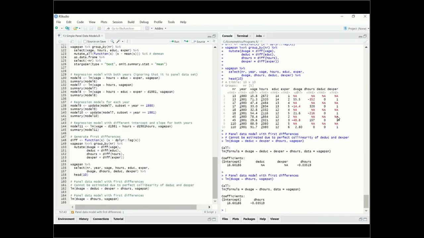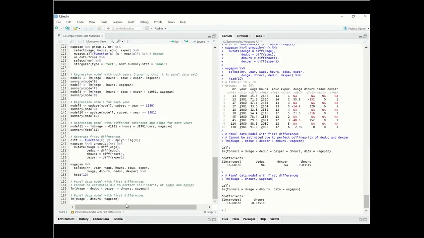So now, if we attempt to estimate a panel data model with first differences and we try to include all of the variables, because of what I showed you here with the first difference in education and experience, we would not be able to estimate the coefficients on these two variables. These two variables are deterministic now. They are collinear with the intercept and we cannot include them in the model. So this is the only one that we can estimate in the model.